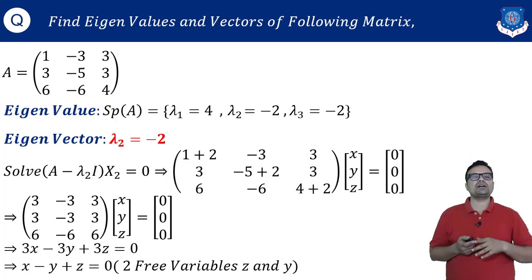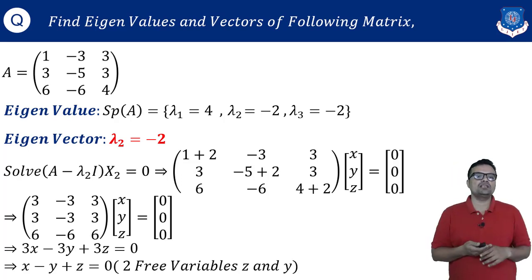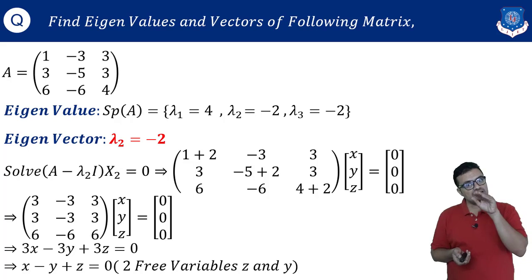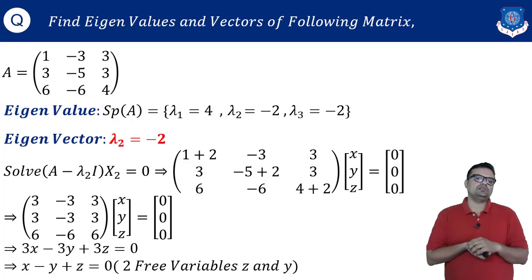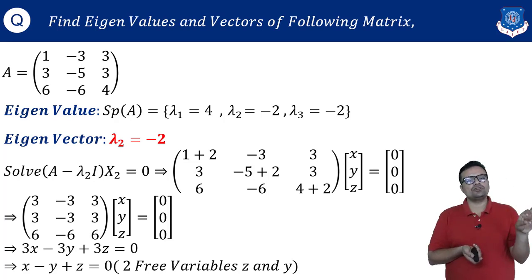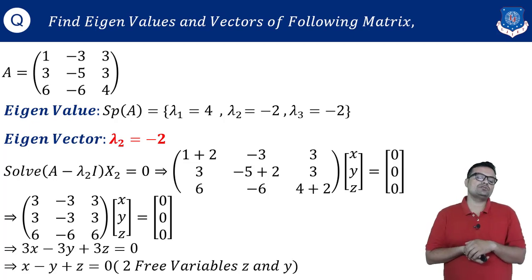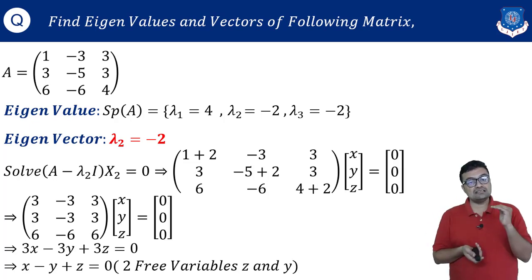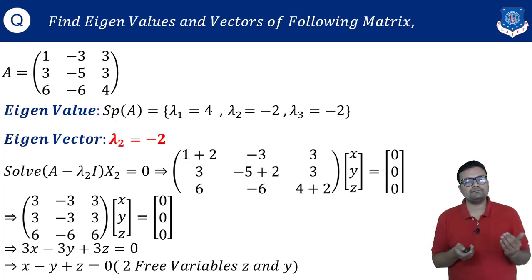Take subtraction of minus 2, so ultimately addition into the diagonal entries. Now we received 3 rows. Now at this junction you cannot apply Cramer's rule. Why? Because if you select the first row, second row or third row, you cannot find determinants in the denominator to be non-zero. They all are going to be 0. The reason is all these 3 rows are the same.